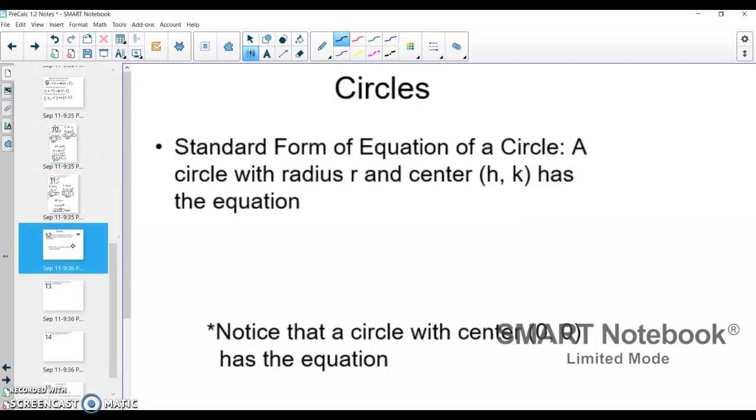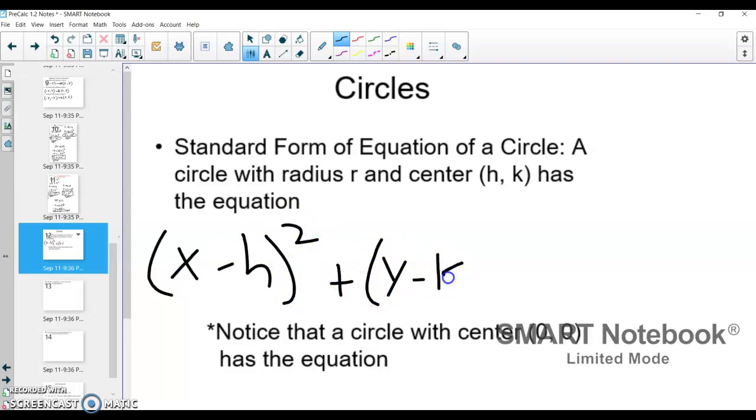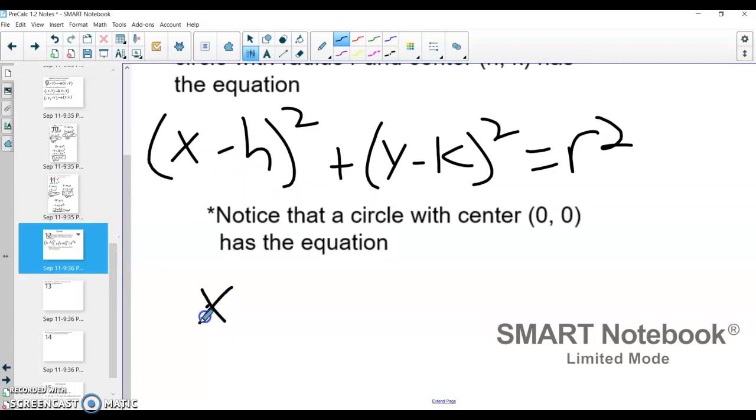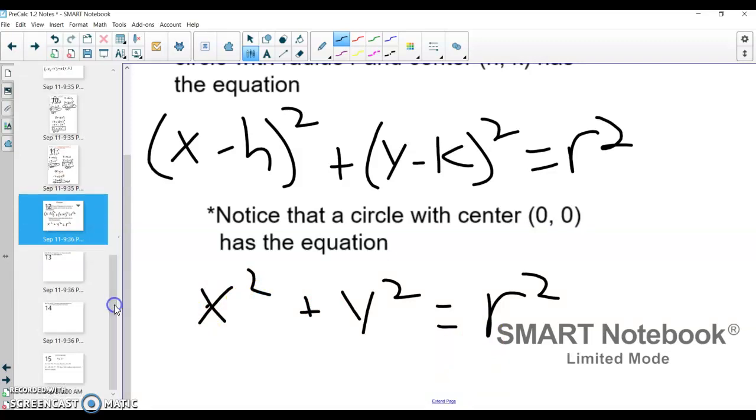So we have the standard form of a circle, which is x minus h squared plus y minus k squared equals your radius squared. My center is at 0, 0, so my h is 0 and my k is 0 because h and k control your center. Then the equation that we have is x squared plus y squared equals r squared, which should remind you of the Pythagorean Theorem or the distance formula. Very interesting. Okay, we're going to use that now.